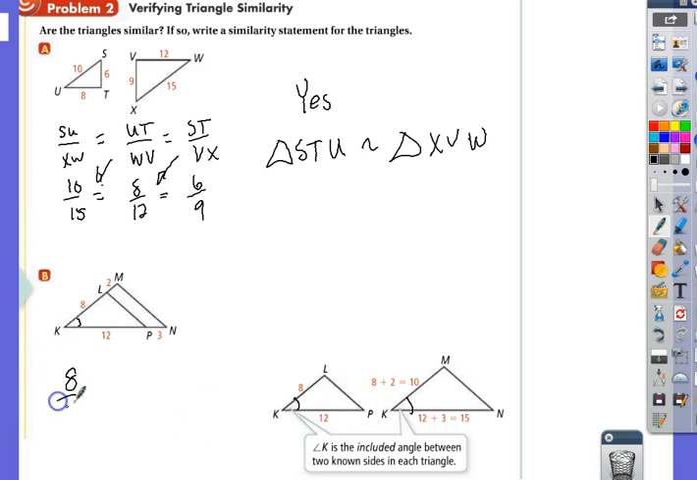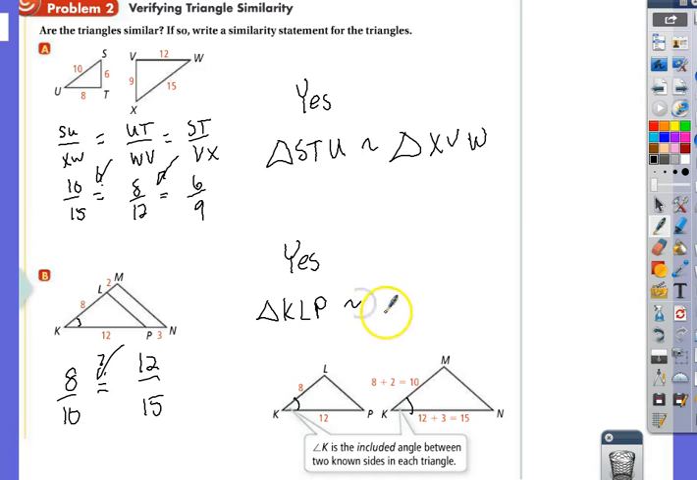So is 8 over 10 equal to 12 over 15? What does 8 over 10 reduce to? 4/5. What does 12 over 15 reduce to? 4/5. So those are equal. Therefore, yes, it was similar by side-angle-side similarity. And my congruency statement is going to be angle KLP. I said congruency, but it's similarity. Angle KLP is similar to angle KMN. Everybody get that?